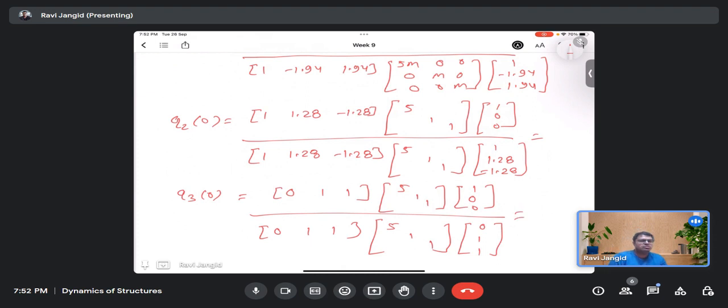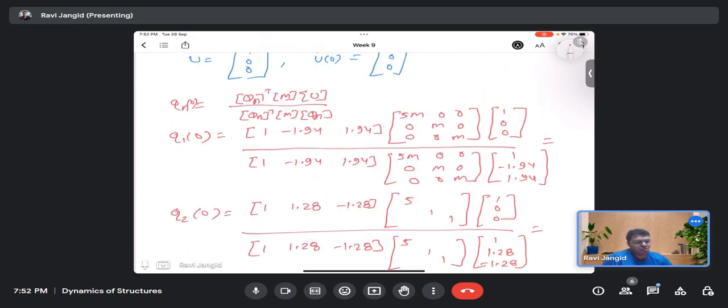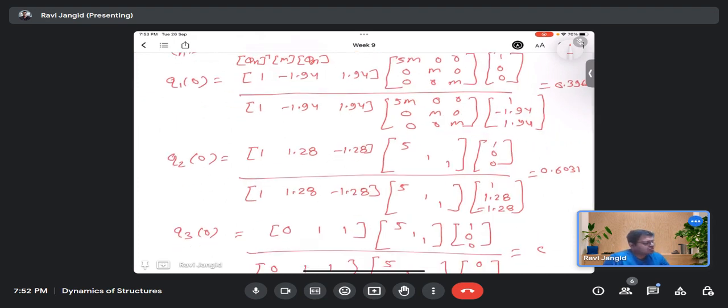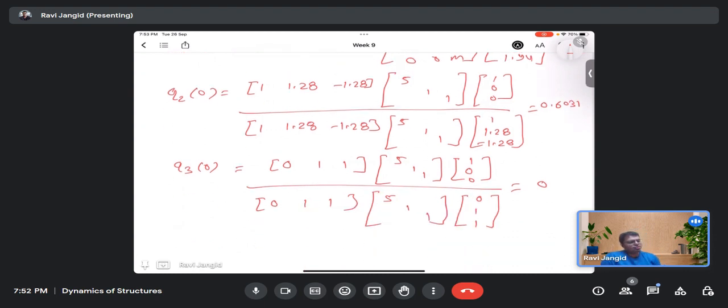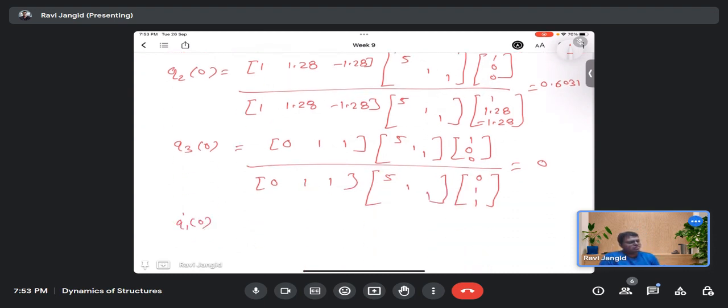So anyone with the values? Okay, let me write those values. I am getting q1(0) as 0.396. Okay, I am getting q2(0) as 0.6031, and q3(0) is 0. Can you give me q1 dot 0, q2 dot 0, q3 dot 0? Anyone? What would it be? 0. It would be 0.